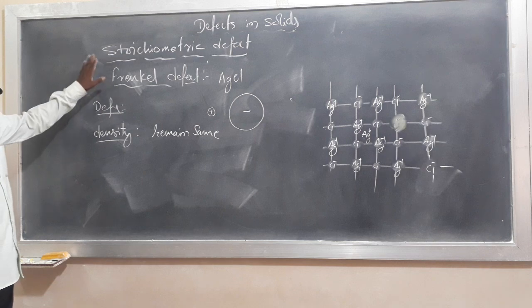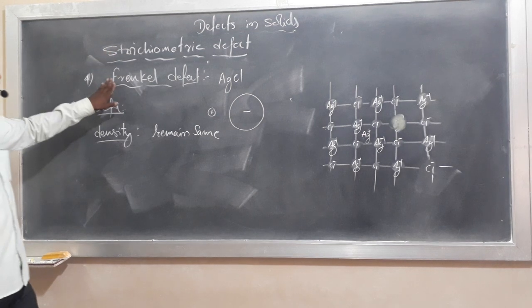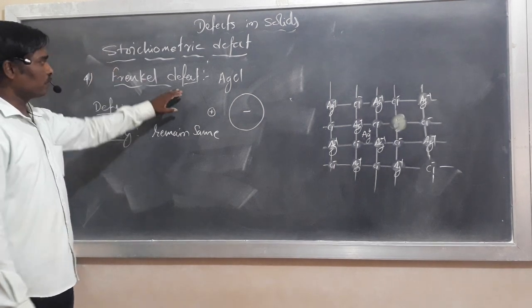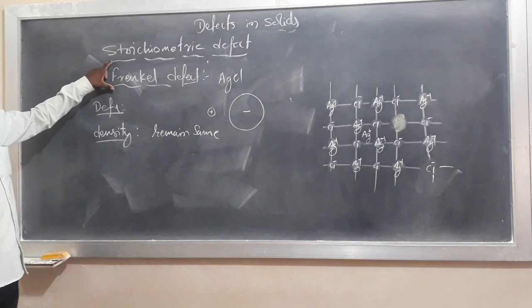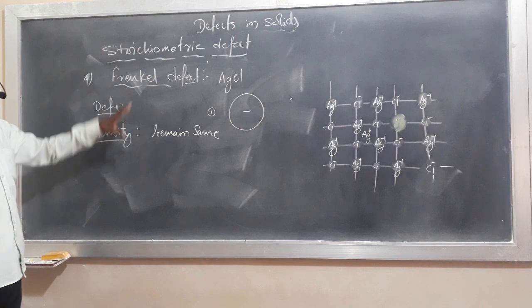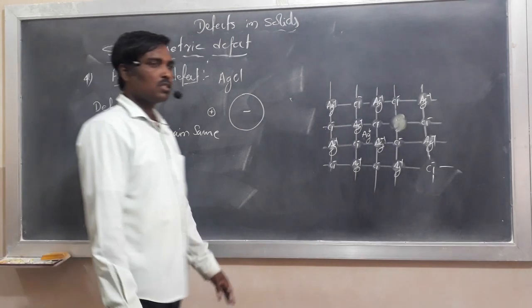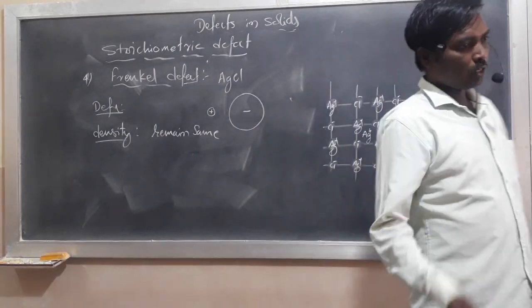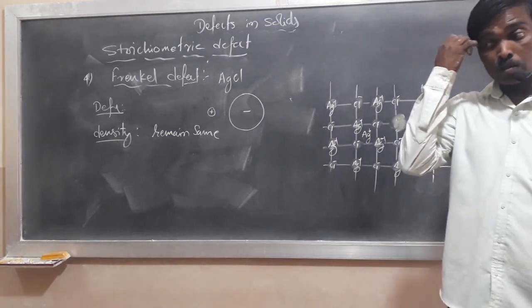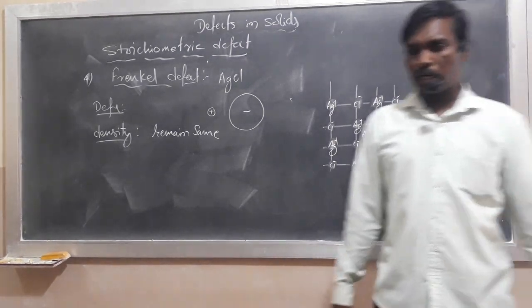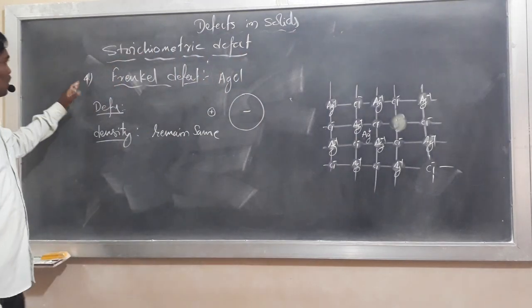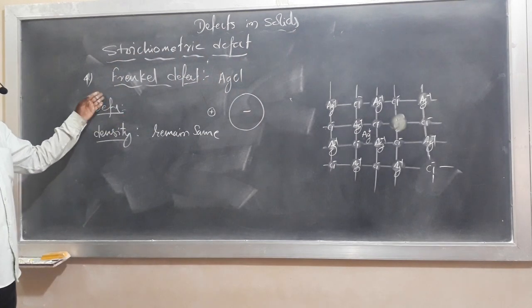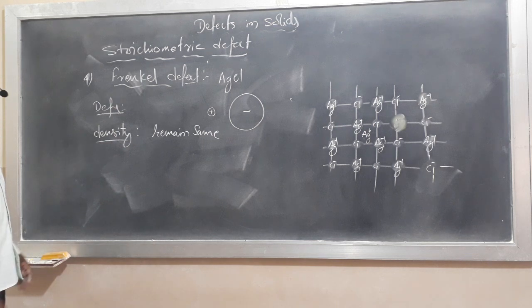So this is about the stoichiometric defects, the Frenkel defect. Let me also tell you that the Frenkel defect is also called the dislocation defect. And students, all these defects are also called thermodynamic defects, because these defects arise during the formation of that crystal, and also due to heating.